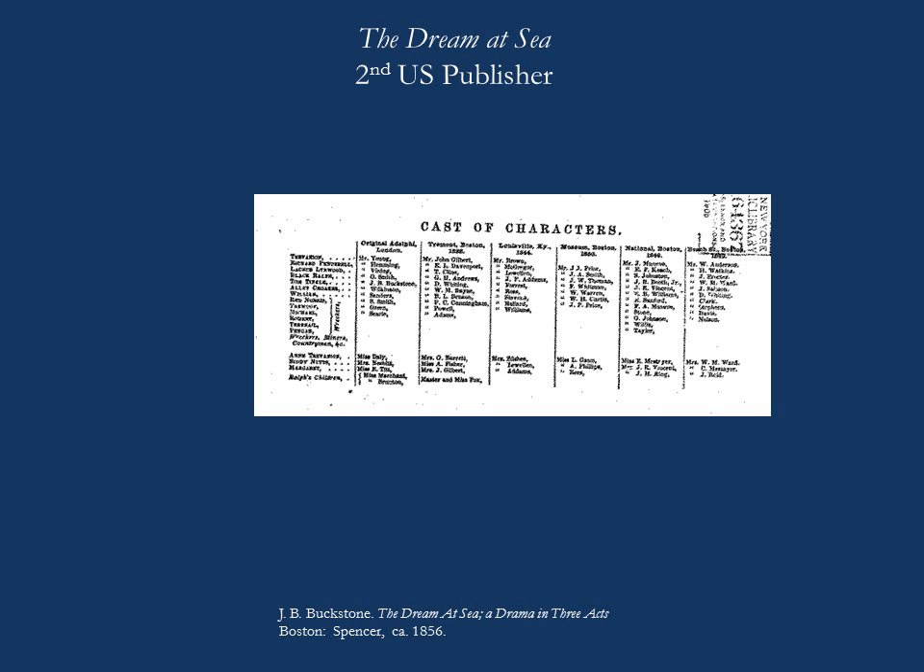The Dream at Sea moved on. The printers of the second American edition did not reprint, but composed anew, changing the label to the vernacular term, cast of characters, and restoring the London premiere to the first production column. This edition changed the record of American productions, dropping Philadelphia entirely and adding several in Boston, which happened to be the home of this publisher.